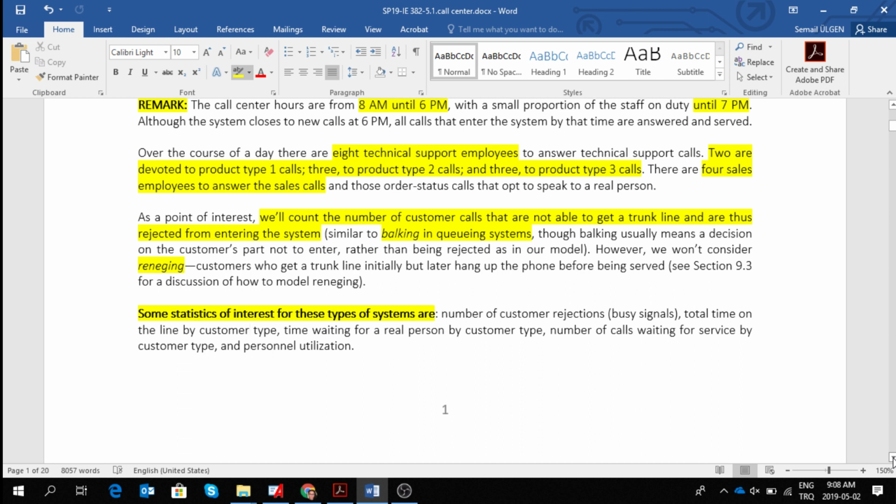So what are the statistics we are interested in? We are interested in the number of customer rejections, busy signals, total time on the line by customer type, time waiting for a real person by customer type, number of calls waiting for service by customer type, and personnel utilization.